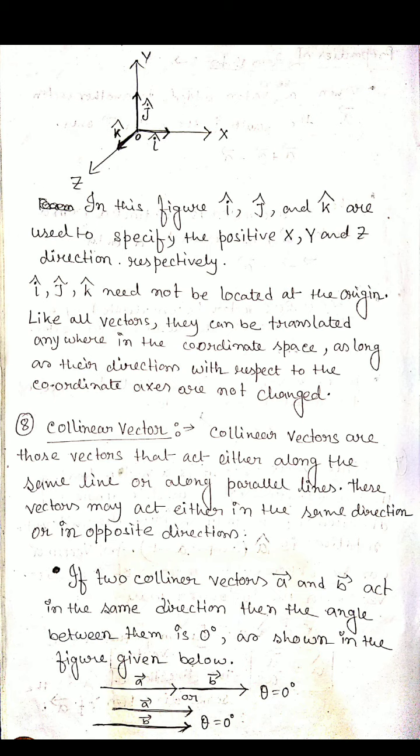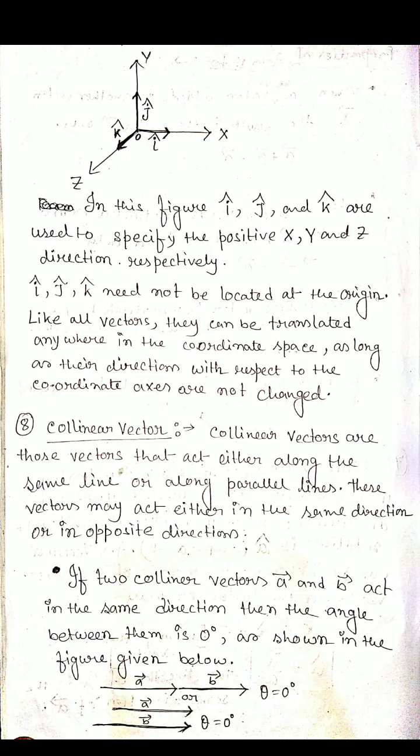First consideration, either they will be situated in the same line or parallel to each other. Second consideration, either they will be in the same direction or in the opposite direction. So depending upon these two considerations, collinear vectors are of two types. First type: you see in the figure that vectors A and B are in the same line or in parallel lines. Magnitude being the same or not does not matter here.